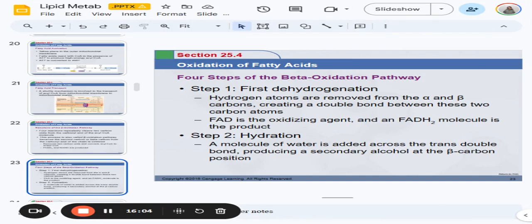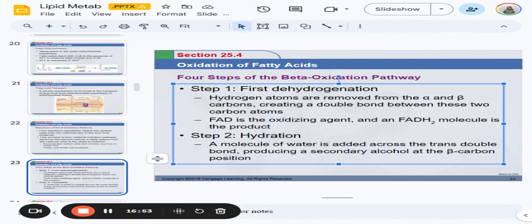That's why it's dehydrogenation. We use FAD and make it reduced, which becomes FADH2. So we dehydrogenate acyl-CoA to produce trans-enoyl-CoA, with the help of FAD, which becomes reduced FADH2. Then the second step here is hydration, where a molecule of water is added. So after we dehydrogenate, we add a molecule of water.